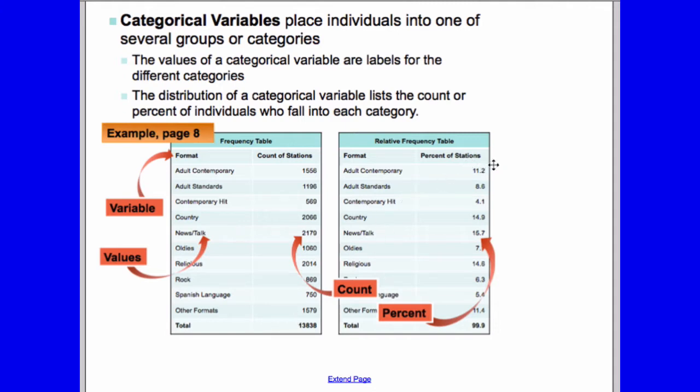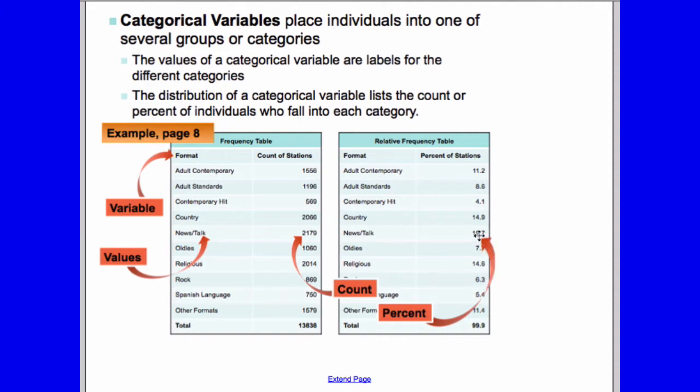We can also look at that as a percent. 1,556 divided by the 13,838 is 11.2%. Then you've got adult standards, which is 8.6, 4.1. In a lot of cases, the percent makes it a little bit easier to do a comparison.